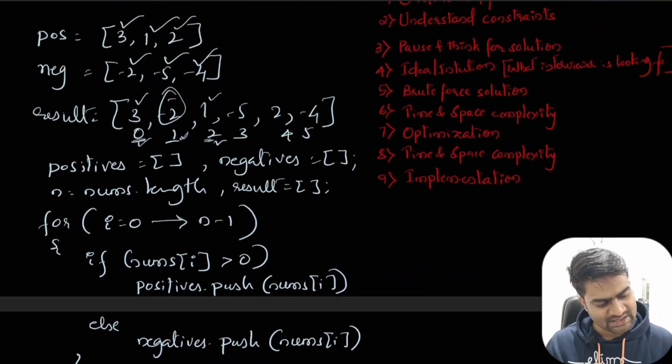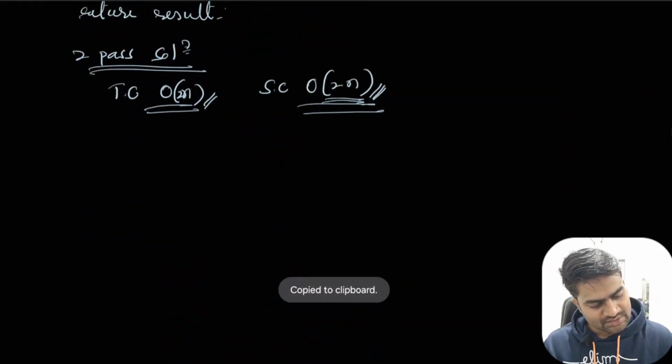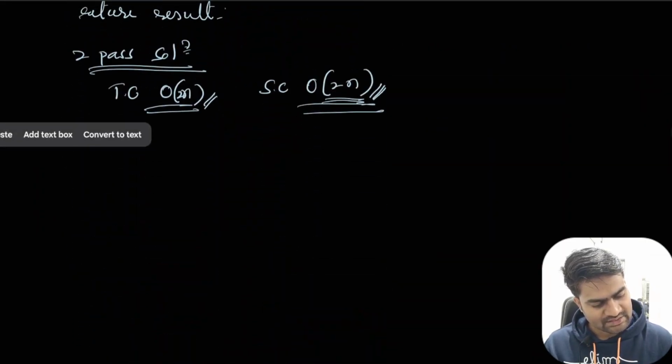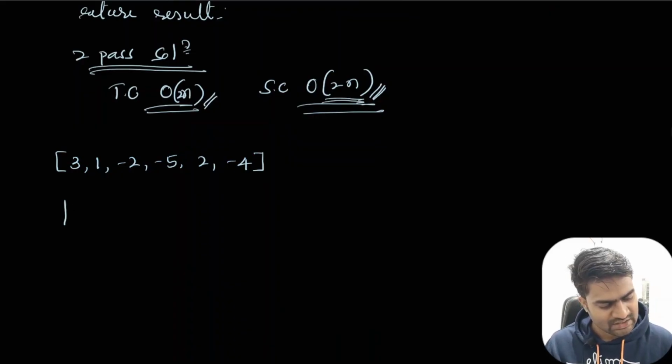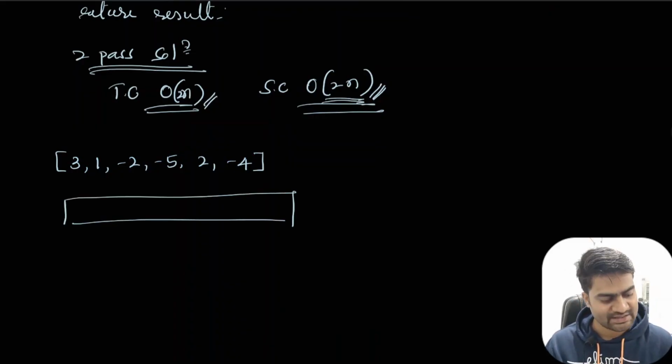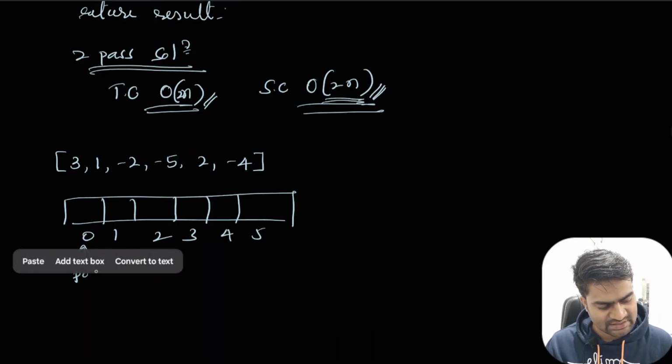So before that, let us copy this. So I will paste it. Now if you see, I will take one result array. So this is our result array. Okay. So 0, 1, 2, 3, 4 and 5. Now I will point this as positive index. I will simply say POS.